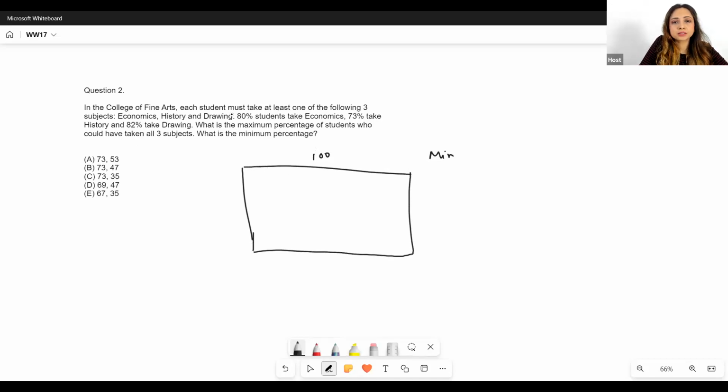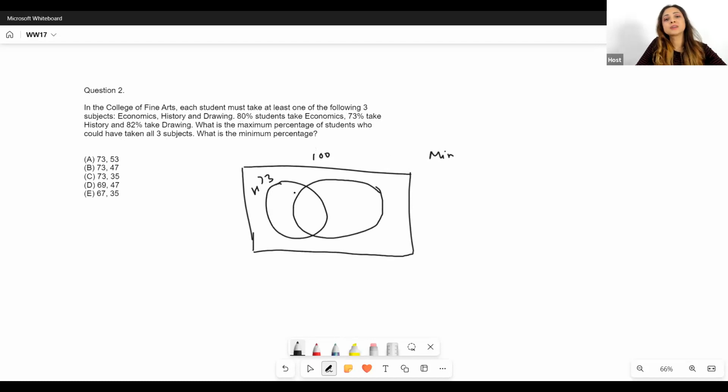So we'll take, let's say, 80% take economics and 73 take history. So let's say we've put down 73 over here who take history. Now there are still 27 people outside, right? And look at that. I'm trying to minimize the overlap, so I've tried to spread them as far apart as possible. So I have the 80 of economics over here, but then I will have an overlap of 53.